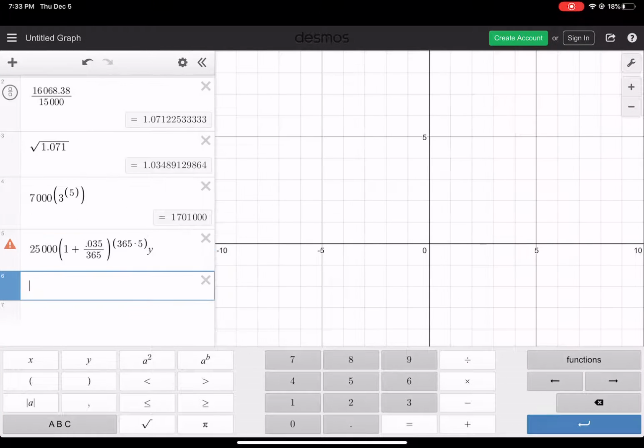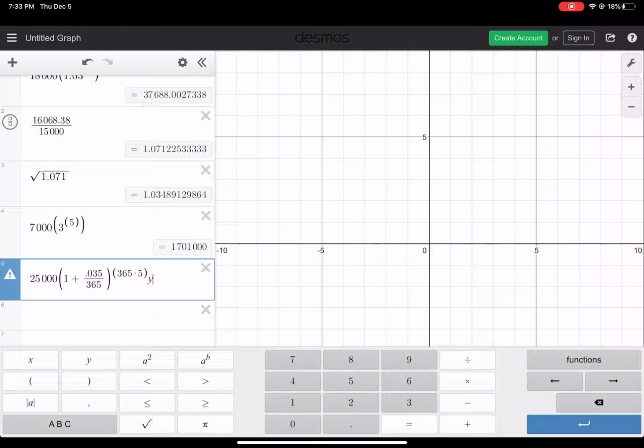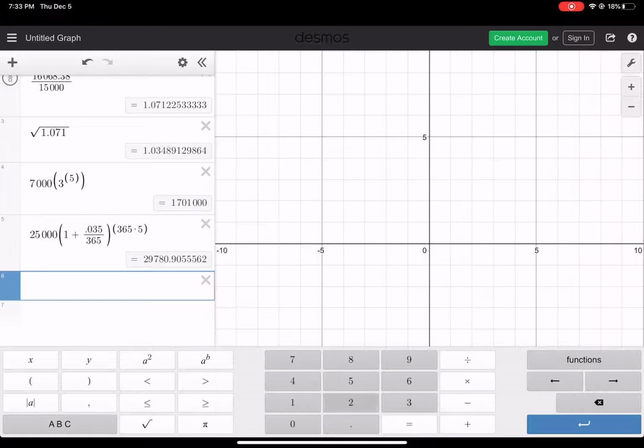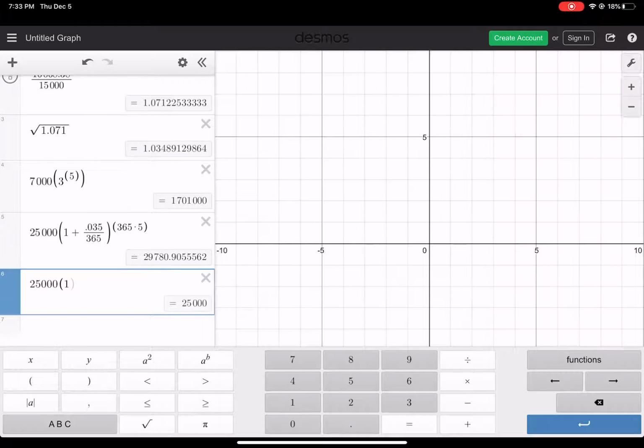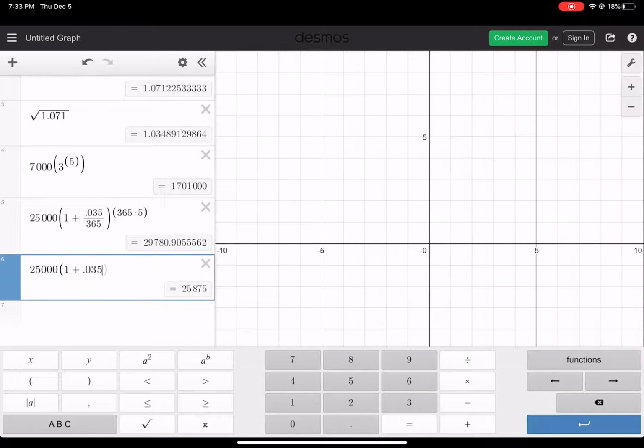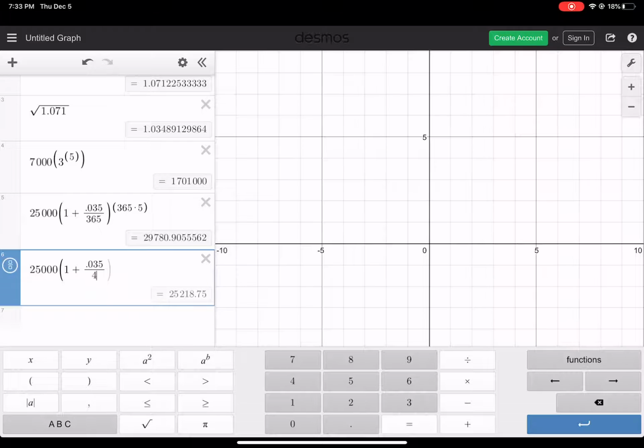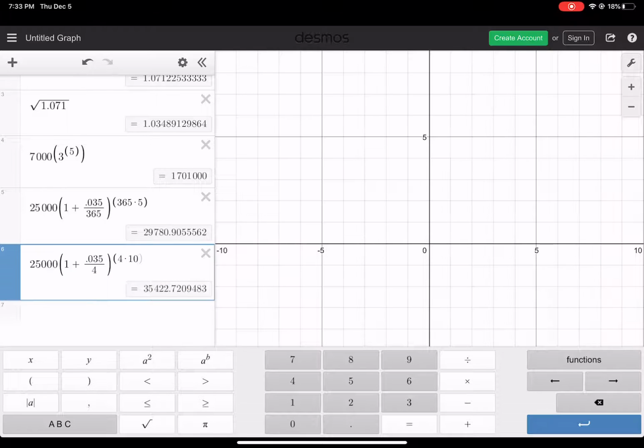I'll rewrite it. $25,000. 1 plus that 3.5% divided by 4 now because we did it quarterly, raised to the power of 4 times 10 years. So we get $35,422.72.